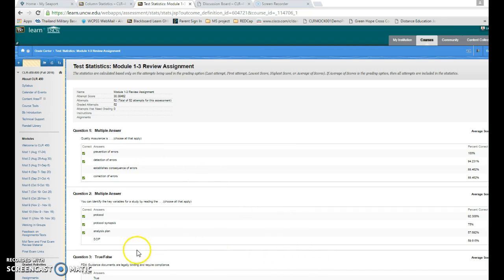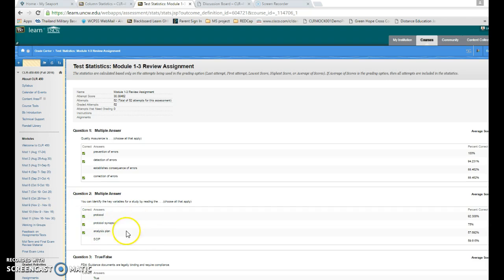The next question, which was kind of interesting to me, was how do you identify the key variables? Most of you did realize that you could look at the protocol, protocol synopsis, or the analysis plan. But there were a number of you, almost 40%, that felt you could also find the key variables in an SOP. So I want to make sure that you understand the difference between an SOP, which is a generic document talking about a process. That's what Standard Operating Procedure stands for.